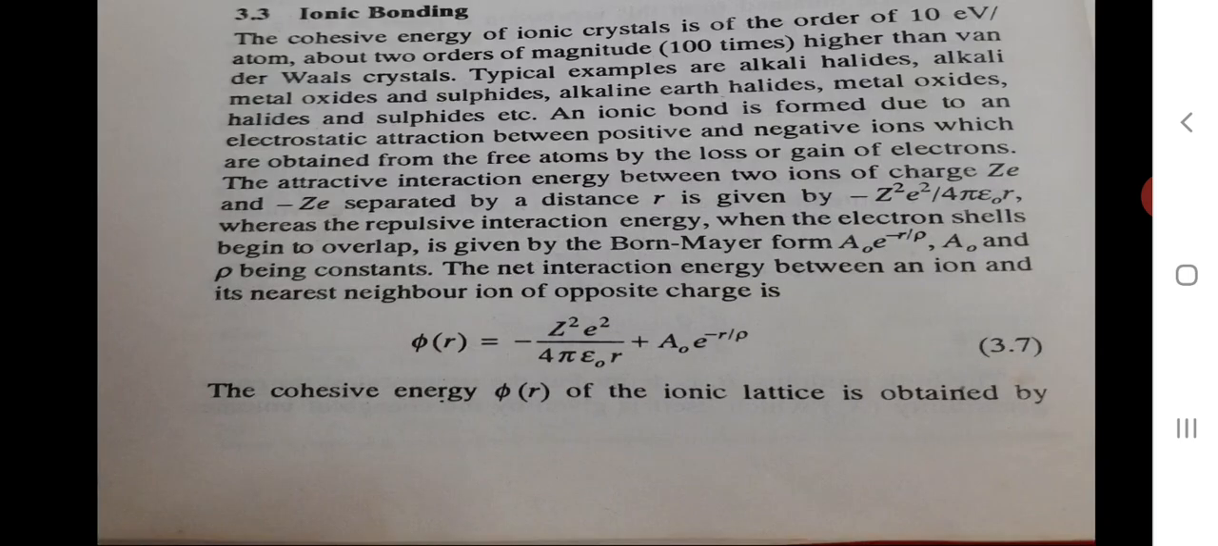The cohesive energy of ionic crystals is of the order of 10 electron volt per atom, about 2 orders of magnitude, that is 100 times higher than van der Waals crystals. Typical examples are alkali halides, alkali metal oxides and sulfides, alkaline earth halides, metal oxides, halides and sulfides, etc.